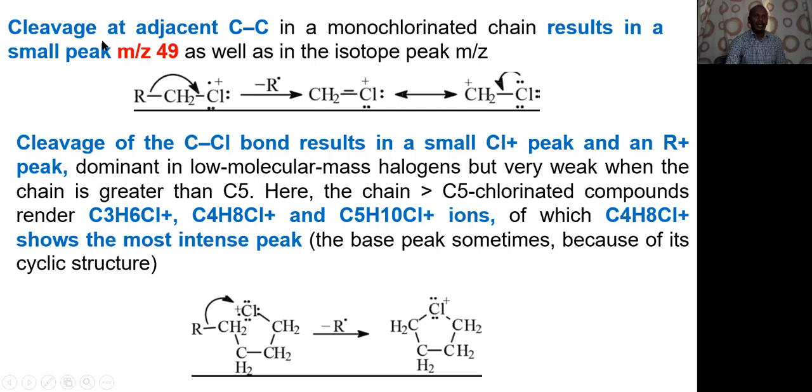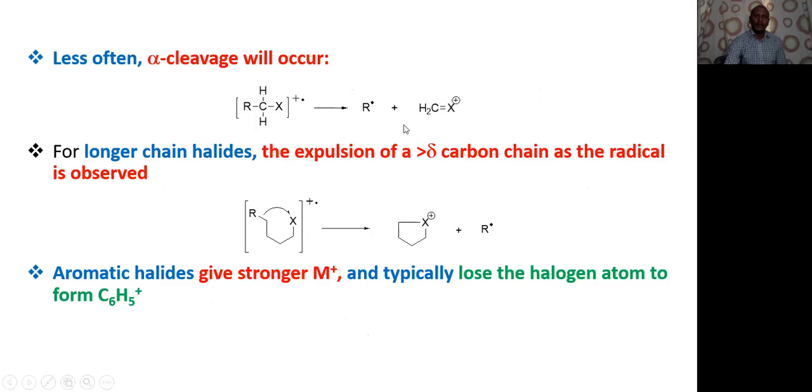Then I told you about cleavage, that is alpha cleavage, and you will find a value of 49. That is cleavage at the alpha carbon atom, which we already discussed. Once the alpha cleavage happens, next to the alpha carbon atom, cleavage occurs here.